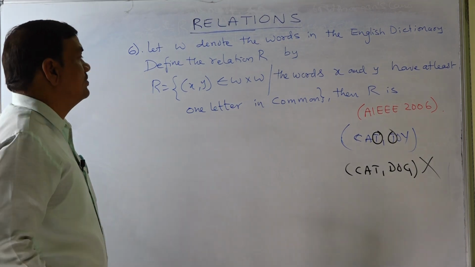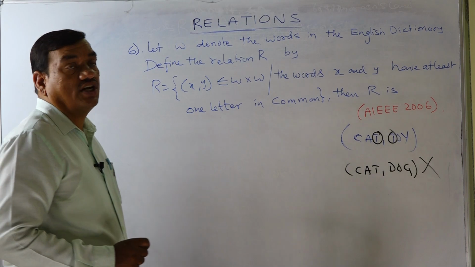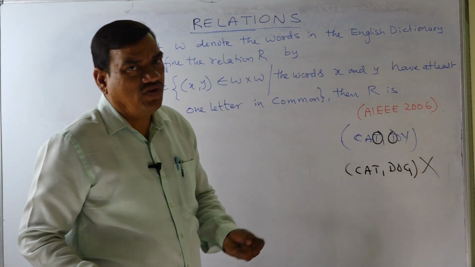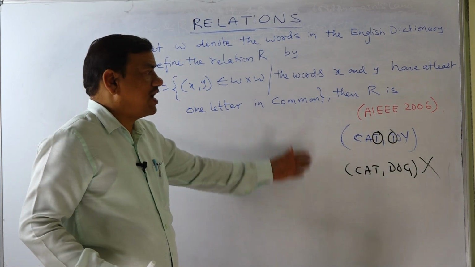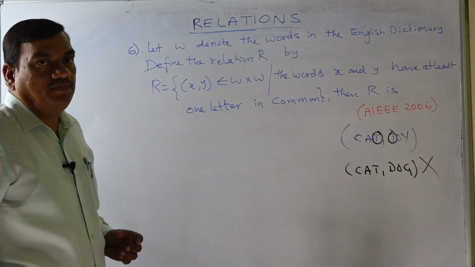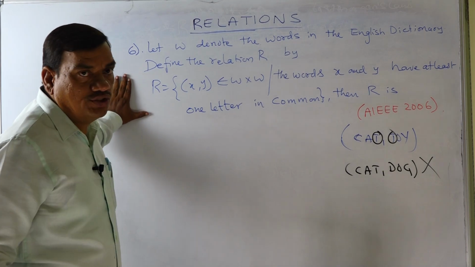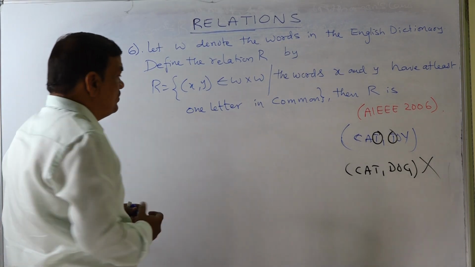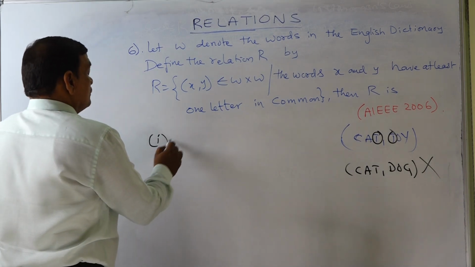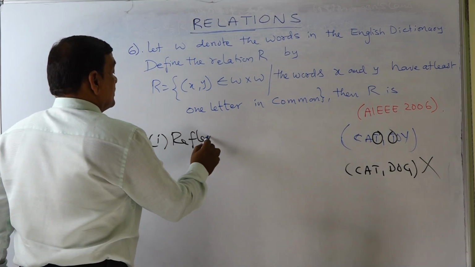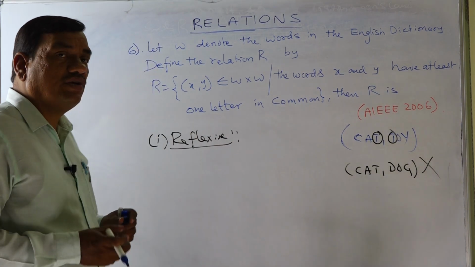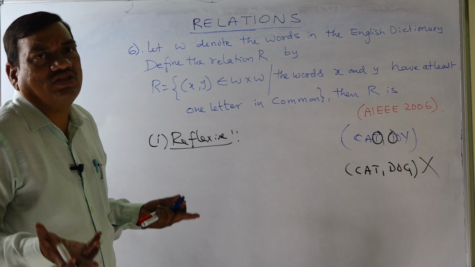Now you have to check this relation. The options are, as I already told, reflexive, symmetric or transitive. I have the options, I am not writing them. We have to check whether it is reflexive, symmetric, transitive. Okay, now let us start the problem. So first one is reflexive. Reflexive means you have to take one word only. It is obviously a reflexive relation.